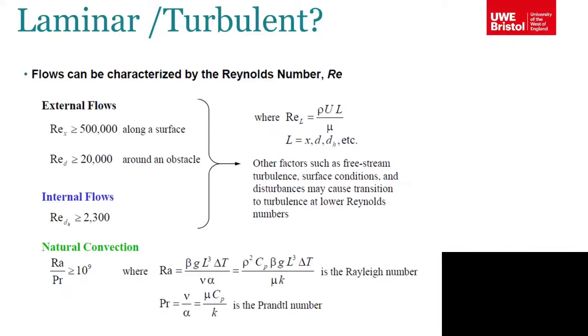So that would be like a pipe, if there was a bump in the pipe or something. Right. So when you talk about external flows with an obstacle, the flow will become turbulent at Reynolds number 20,000 rather than 500,000.